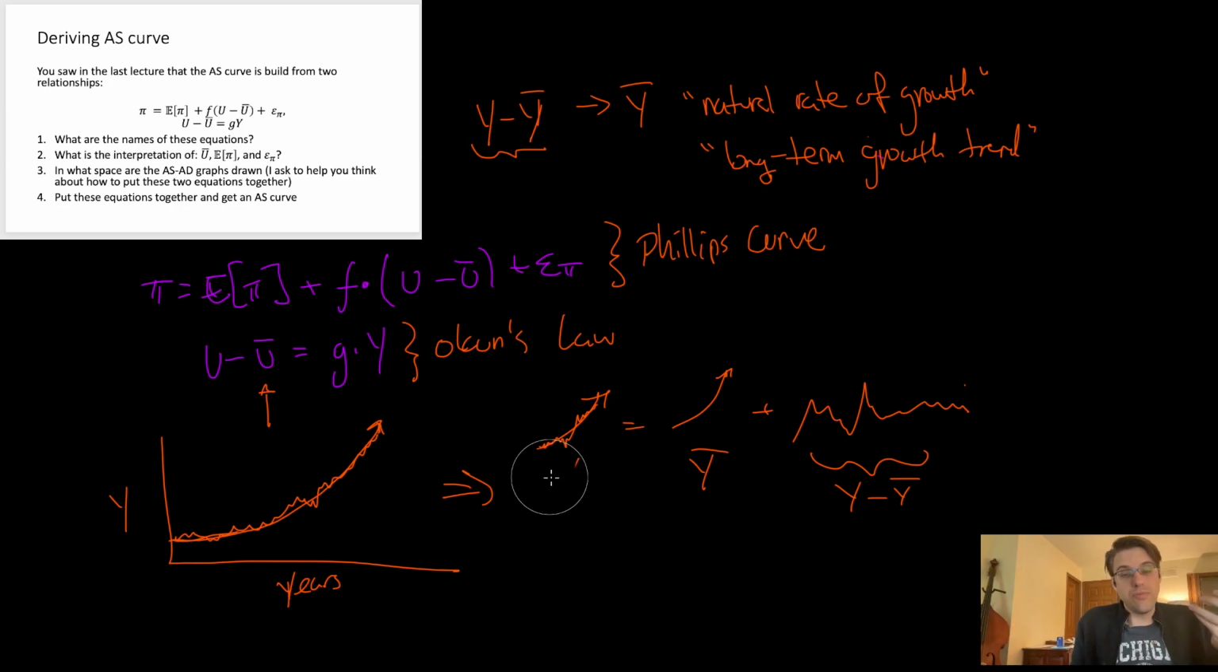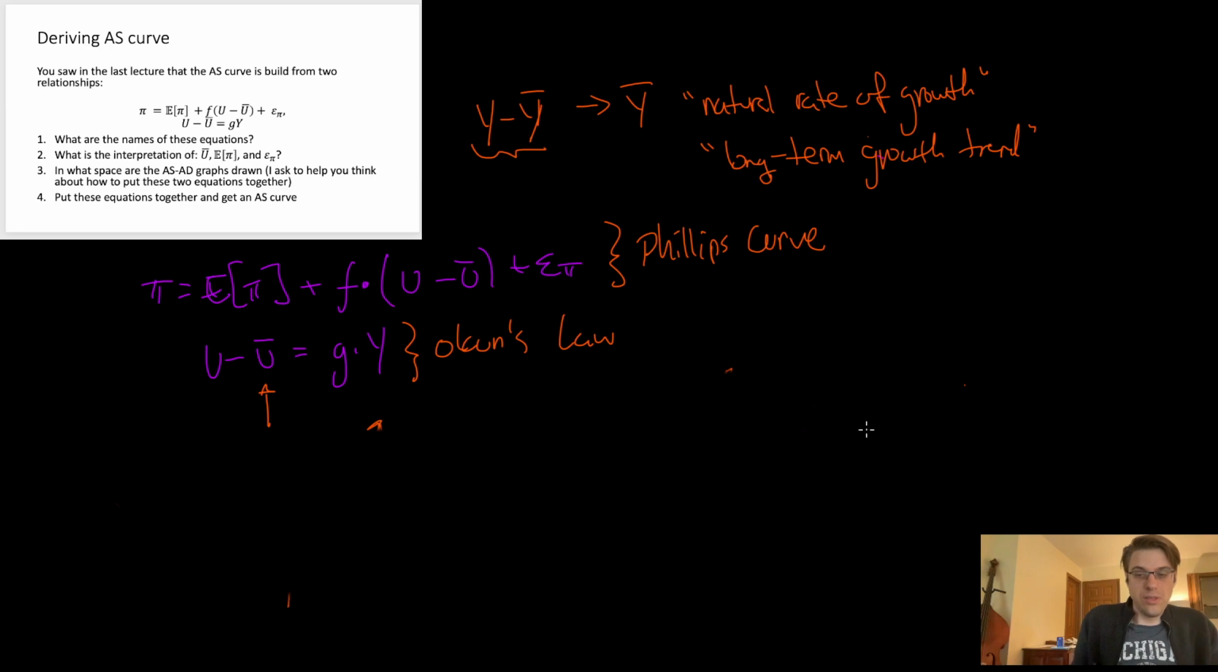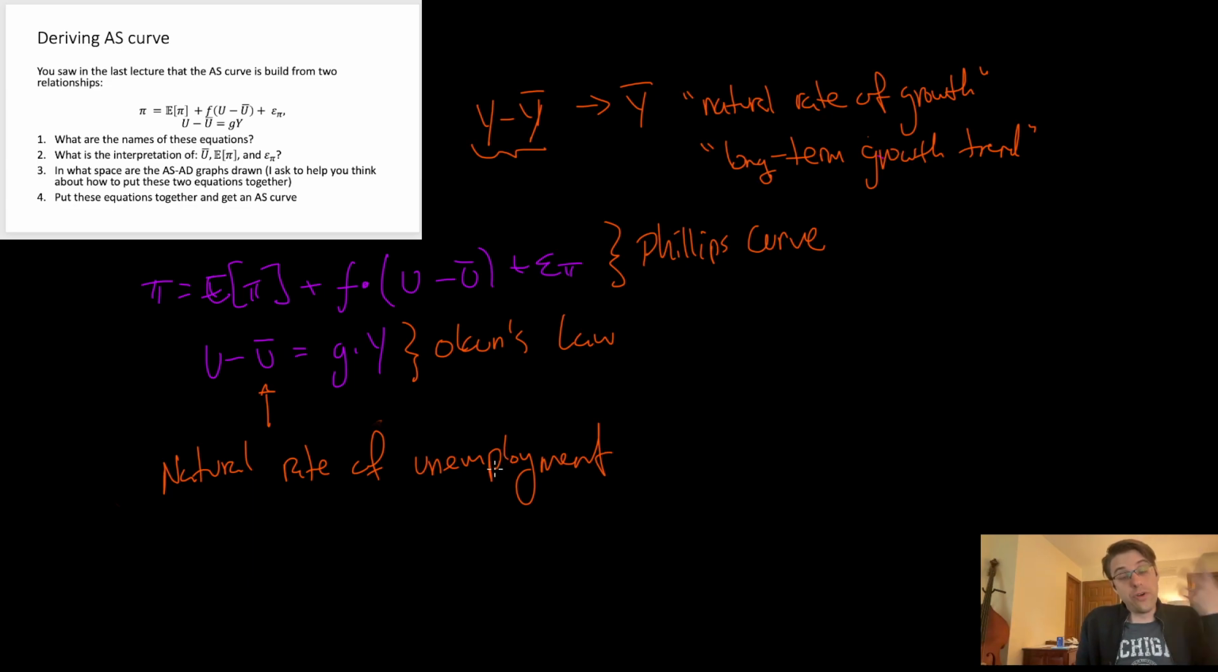Because anytime we see this variable bar being subtracted, we can think about a long-term trend or a natural level, some kind of underlying non-zero value. So for u bar, it has exactly the same interpretation. It's going to be the natural rate of unemployment. So even if the economy is at full capacity, there's still some level of unemployment. That's u bar.